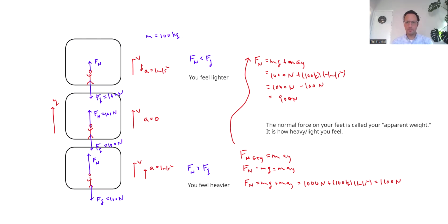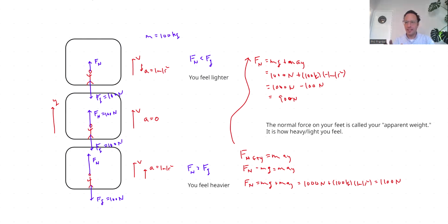Okay, so in this example, the person on the lobby floor about to travel up will feel like they weigh 1,100 newtons. The scale that they're standing on would read 1,100 newtons, but when they approach the top of their ride, the scale reads only 900 newtons, and they feel as though they weigh only 900 newtons.